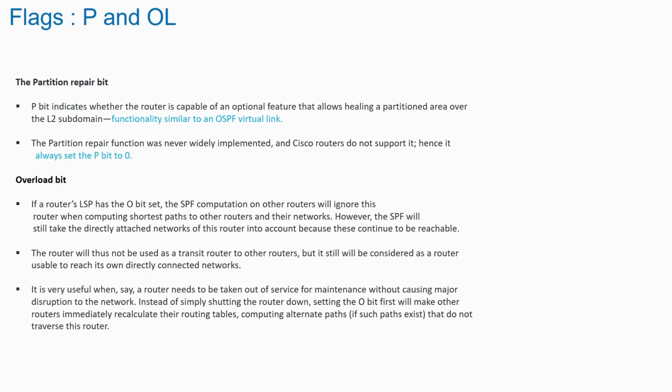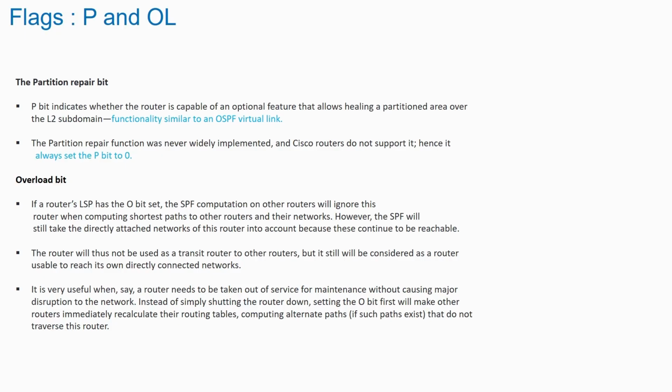If a router's LSP has the O bit set, the SPF computation on other routers will ignore this router when computing shortest path to other routers and their networks. However, the SPF will still take the directly attached networks of this router into account because these continue to be reachable. The router will thus not be used as a transit router to other routers, but it will still be considered as a router usable to reach its own directly connected networks.